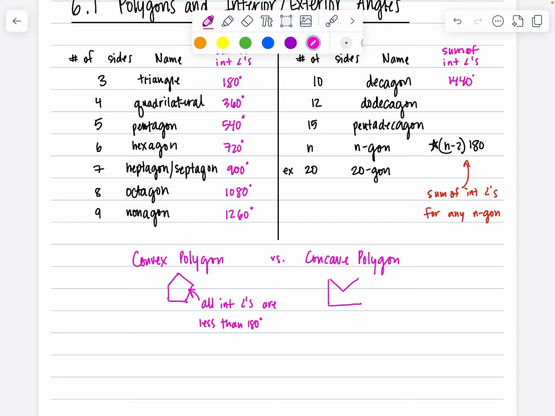Versus a concave polygon, you get some kind of weird shape sometimes. So you could have something like this, where you have an interior angle (or angles, I'm going to put that in parentheses) which are greater than 180.